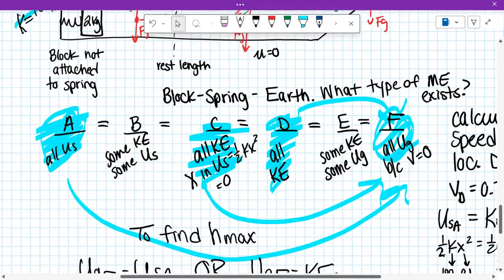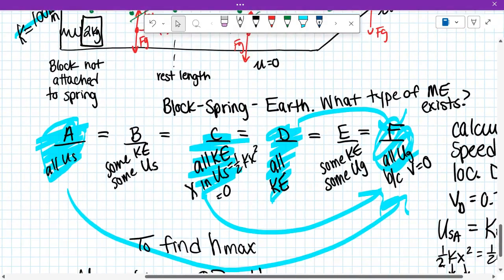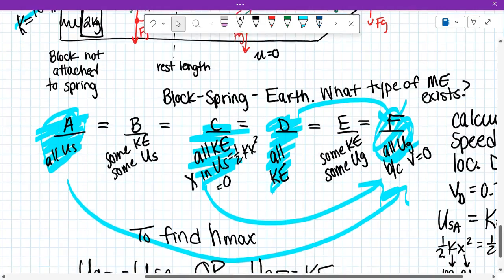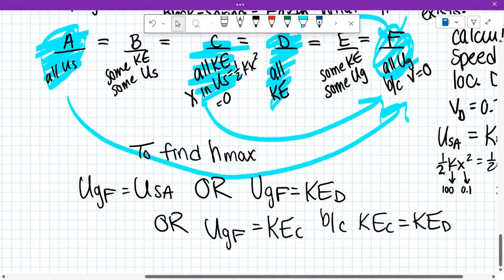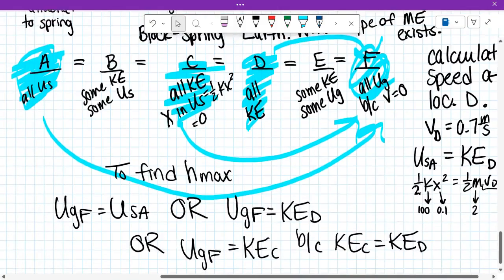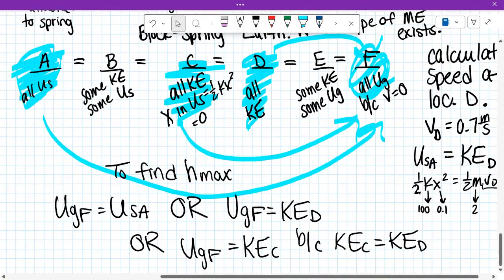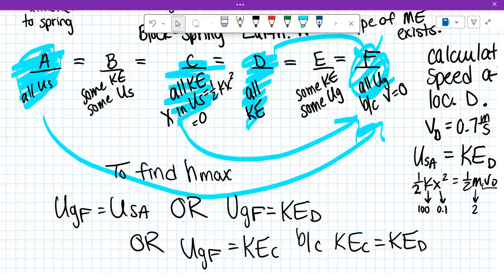So next, if I was to ask you to find the maximum height, go ahead and think for a couple of minutes, how could you find the maximum height? So there are a bunch of ways to find the maximum height. We could set the potential energy at F equal to the spring potential energy at A, or we could set potential at F equal to the kinetic at D, or the potential at F equal to the kinetic at C, because I know all of that information.